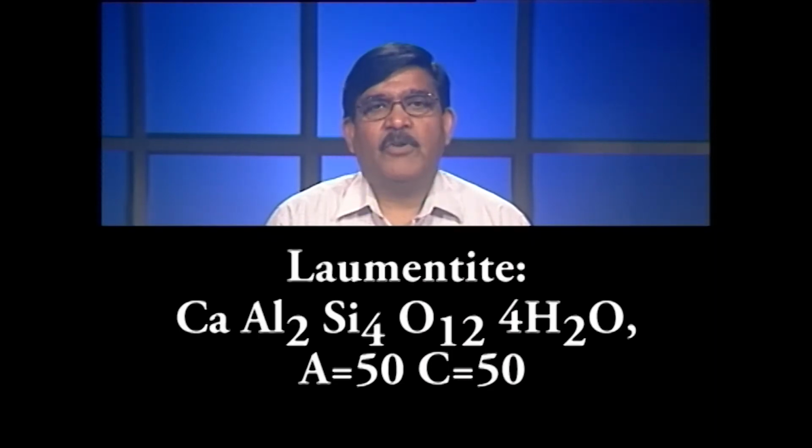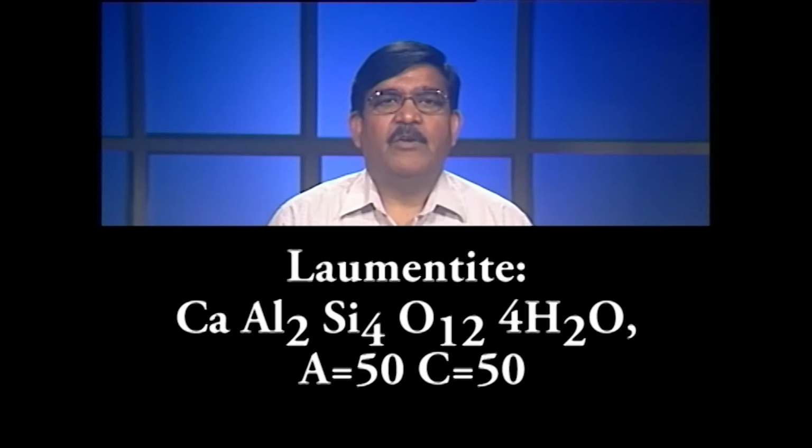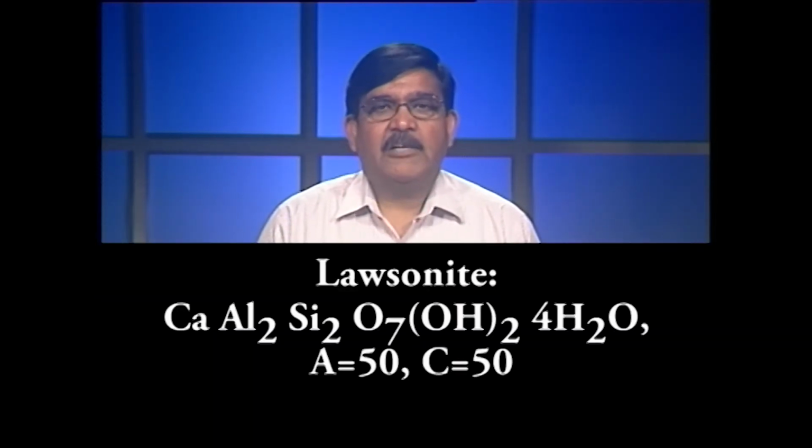The next formula is laumontite, CaAl2Si4O12·4H2O, A equals 50, C equals 50 and F equals 0. Lawsonite, CaAl2Si2O7(OH)2·H2O. Therefore, the value of A equals 50, C equals 50 and F equals 0%.